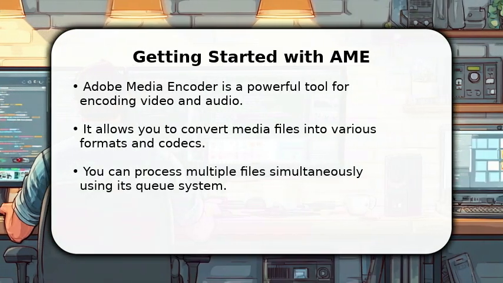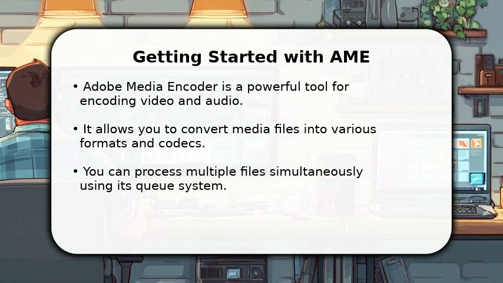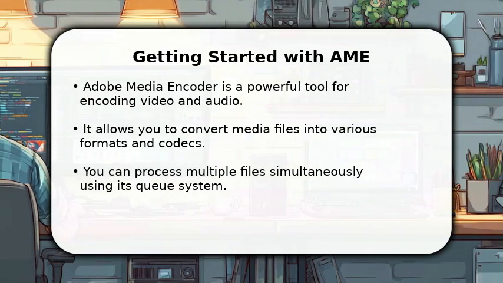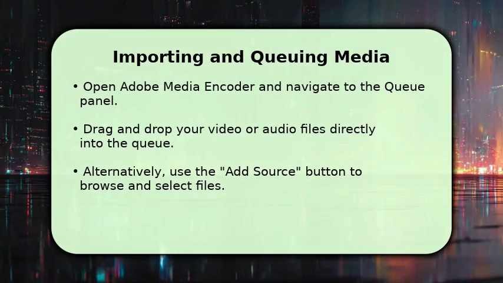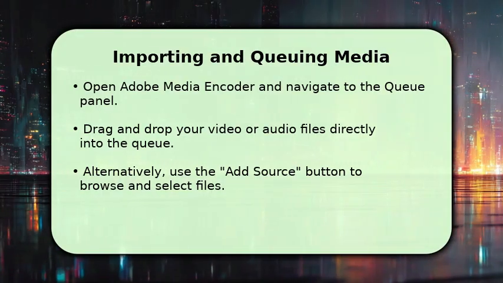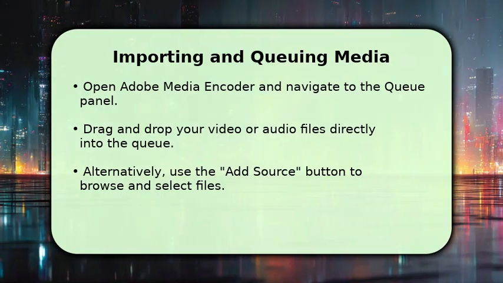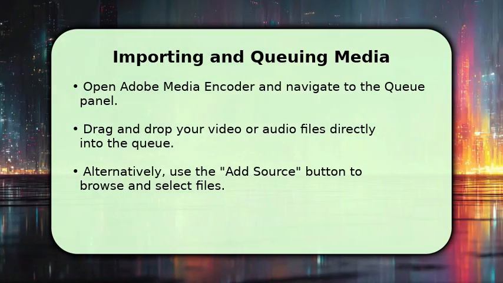We'll cover the fundamental steps to get your media processed quickly and correctly, ensuring your projects look and sound their best across all devices. Once you launch Adobe Media Encoder, your first step is to bring in your media. Head over to the Queue panel, which is your central hub. You can simply drag and drop your video or audio files right into this area.